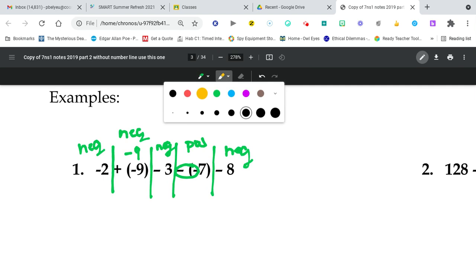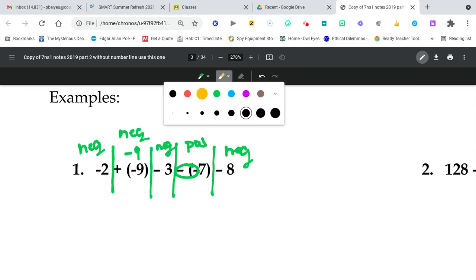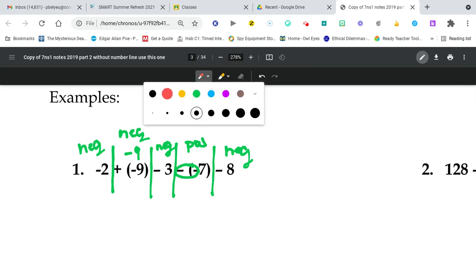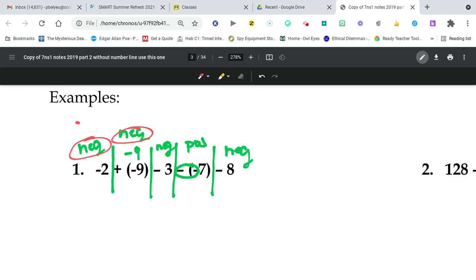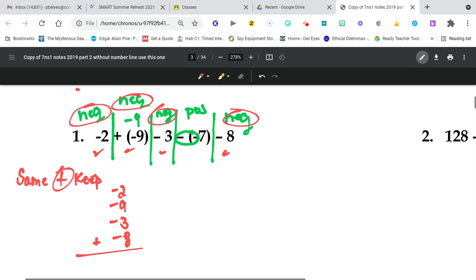So what I am going to do is take all of my signs that are the same. I'm going to have to circle. Negative, negative, negative, negative. All those negatives are the same sign. So I'm going to plus all of those and keep the sign. So I'm going to take negative 2, add to it negative 9, add to it negative 3, and add to that negative 8. Let's add all those up because I plus them if they're the same signs.